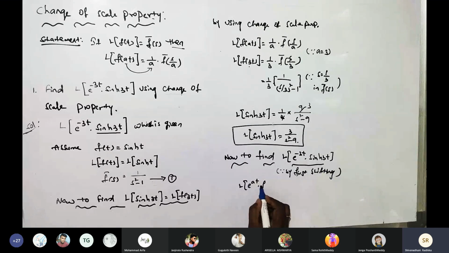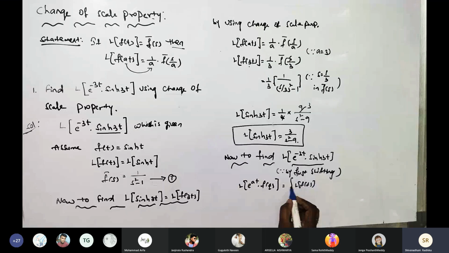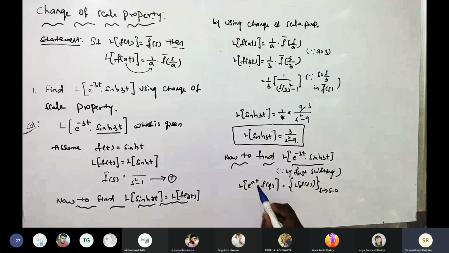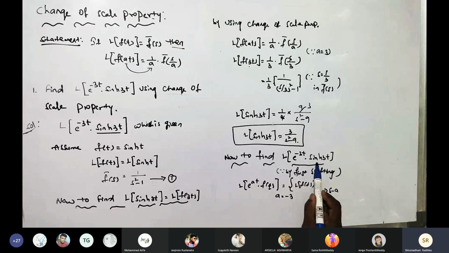What does the first shifting theorem say? It is L of f of t, where we substitute s changes to s minus a. Now we compare the values. What is the a value here? Minus 3. In the place of f of t we have sinh 3t, so f of t equals sinh 3t. L of sinh 3t is 3 by s square minus 9.